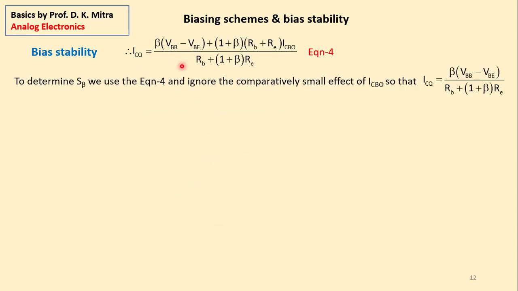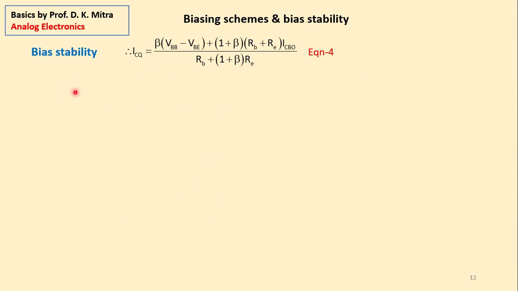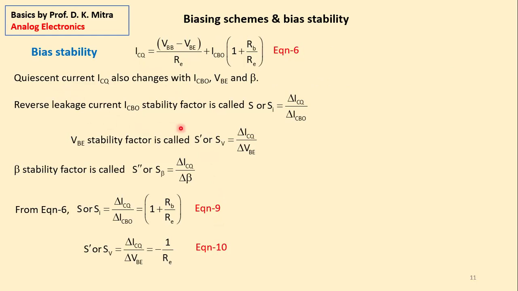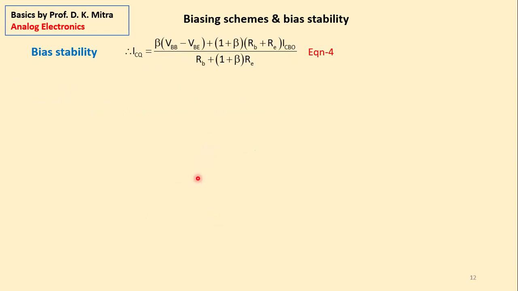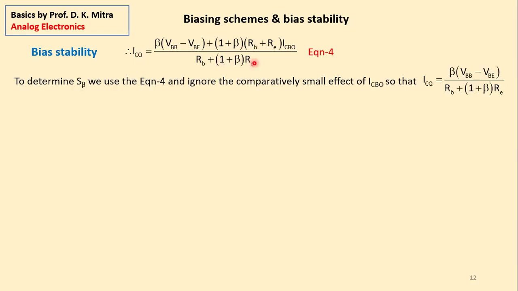And to determine S beta, what is S beta? S beta is del ICQ by del beta. Now from this relation, finding del ICQ by del beta directly by differentiation is very difficult. So what do we do?